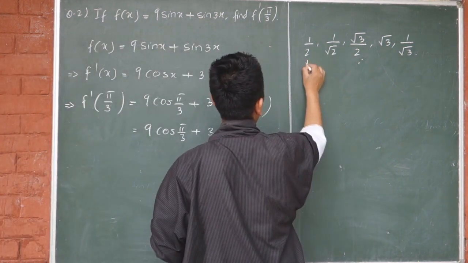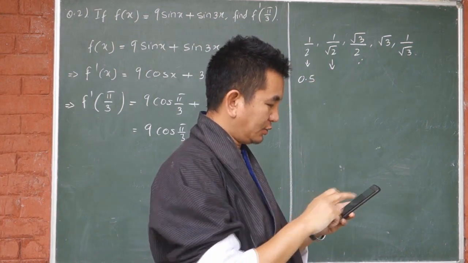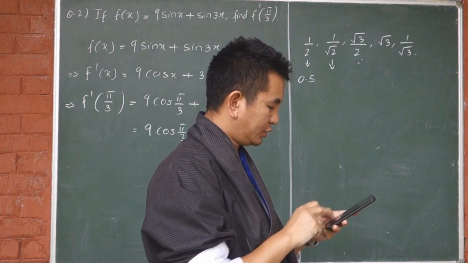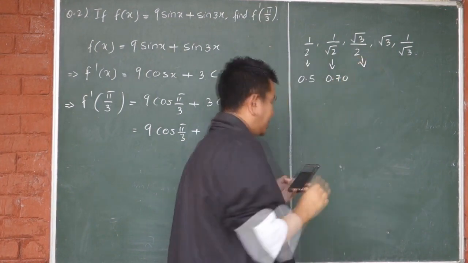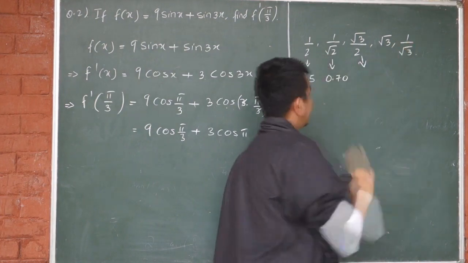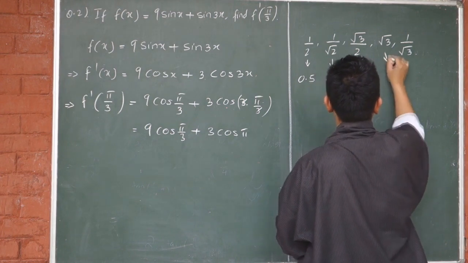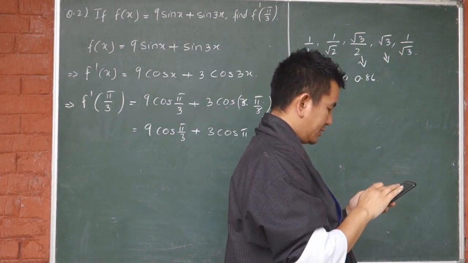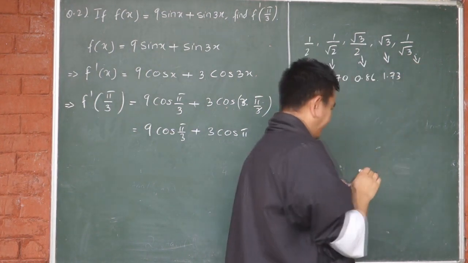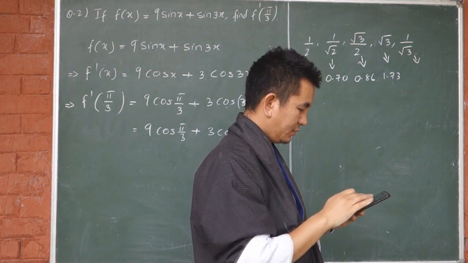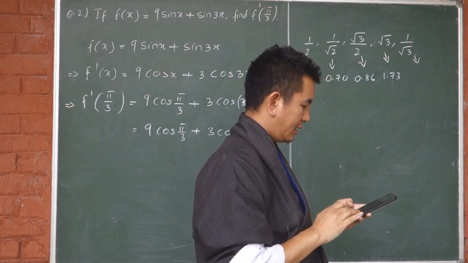You know 1 by 2 is nothing but 0.5, and then 1 by root 2: 1 divided by root 2 is 0.707. What's the value of root 3 by 2? You just need to remember these 5 values, okay? Root 3 by 2 is 0.86. Then what's the value of root 3? The square root of 3 is 1.73. And 1 by root 3, 1 divided by root 3, is 0.57.